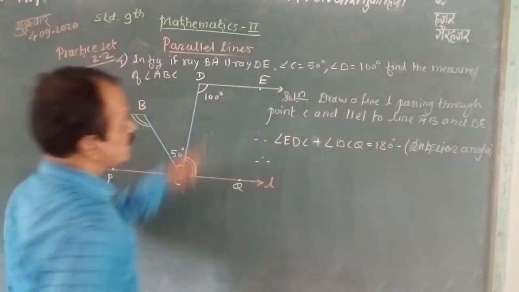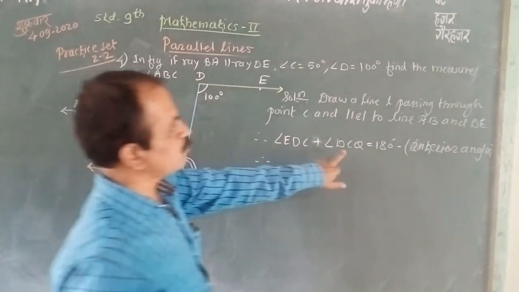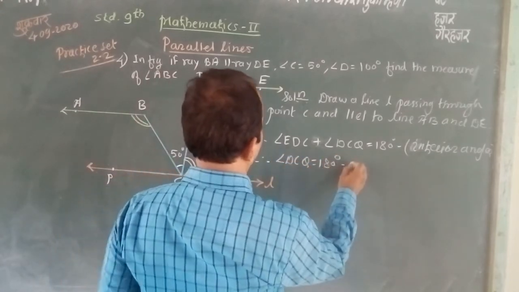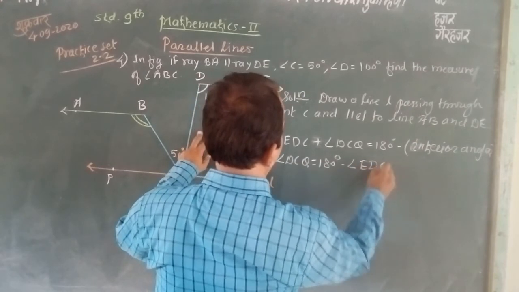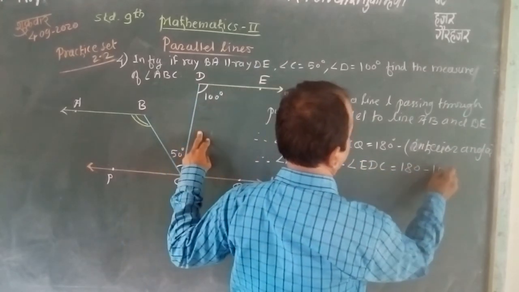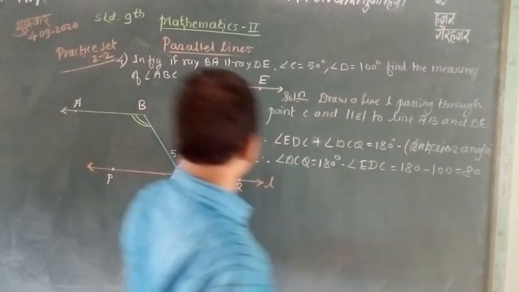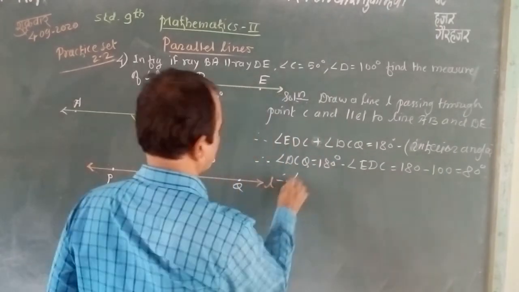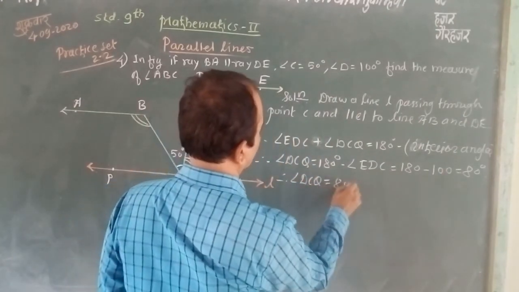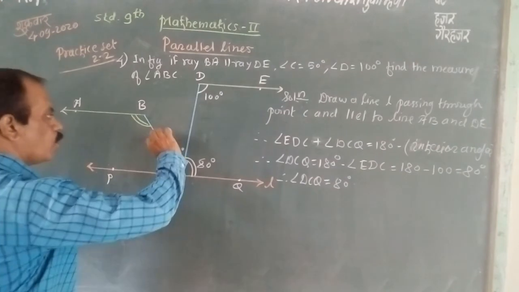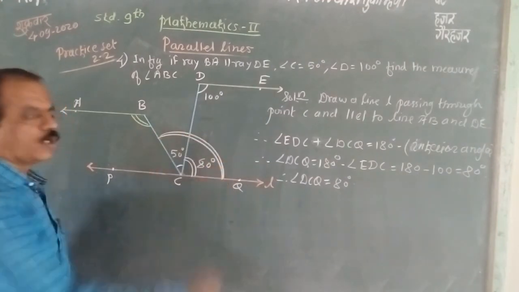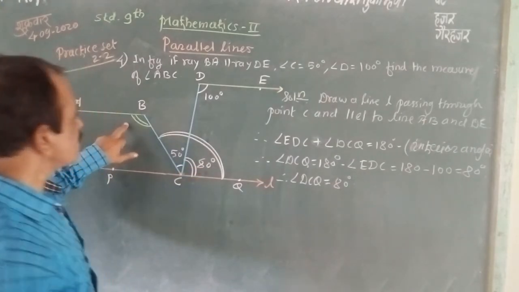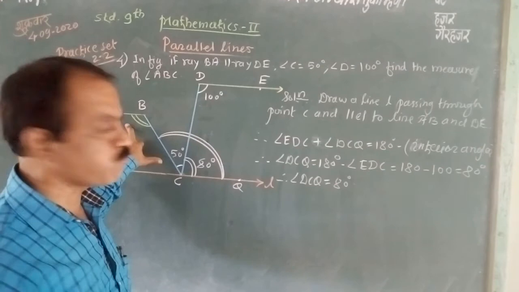And here one angle is given as 100 degrees. So we find the measure of angle DCQ is equal to 180 minus angle EDC. Substituting the value, 180 minus 100 is equal to 80 degrees. Therefore, angle DCQ is equal to 80 degrees. Now what happens? The whole total angle here is equal to 50 plus 80 is equal to 130. Now this angle is also an alternate angle formed.